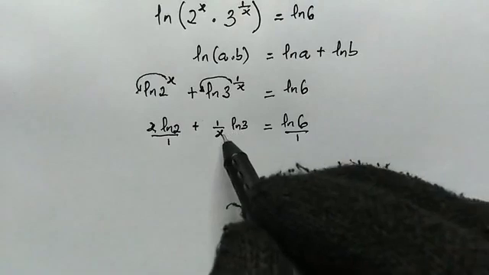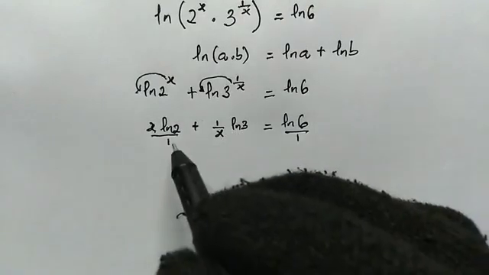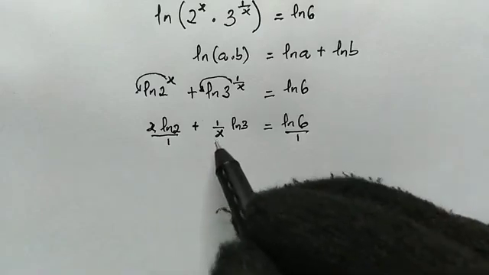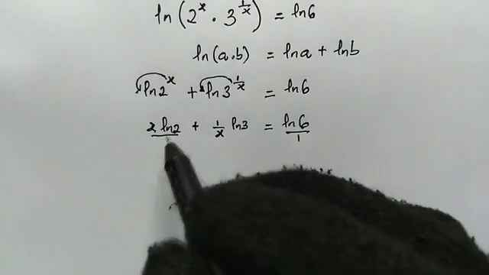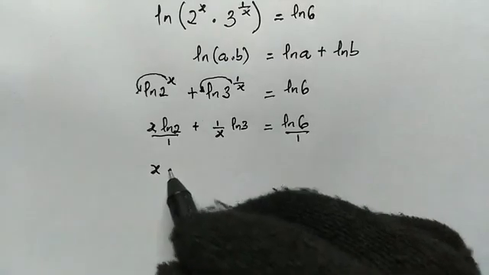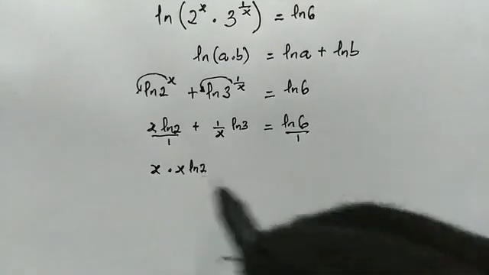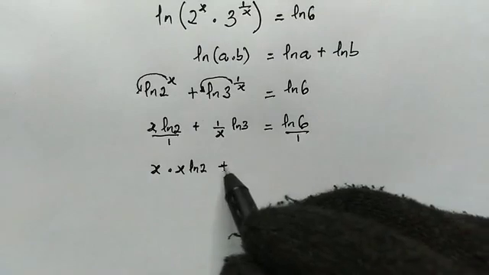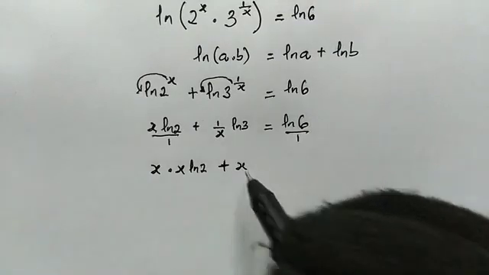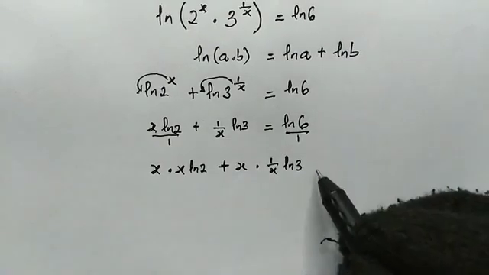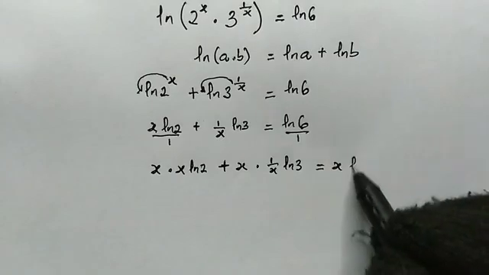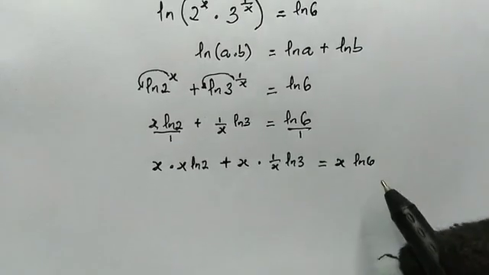Okay, now from here, remember this is all over 1 and this is all over 1. Why this one here, the denominator is x. So the LCM of 1, x and 1 is x. So we're going to multiply both sides of this equation by x, right? So here we have x multiplied by x times the natural log of 2, then plus x multiplied by 1 divided by x multiplied by the natural log of 3, then this is equal to x multiplied by the natural log of 6.